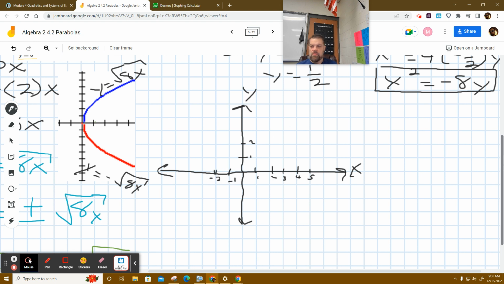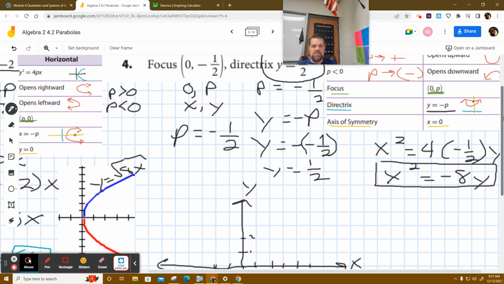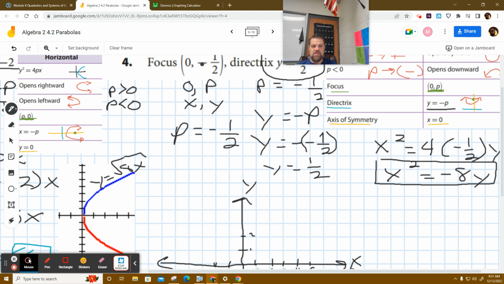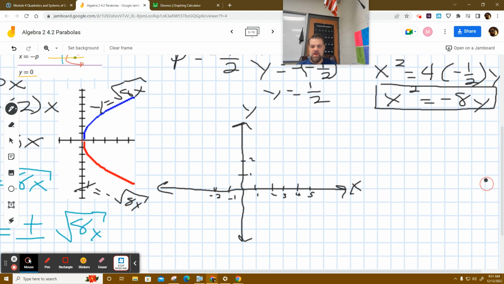Okay, so our focus is at 0, negative 1/2, right? So let's graph that. Our focus is 0, negative 1/2, right here. I should probably identify this as negative 1. This is negative 2.